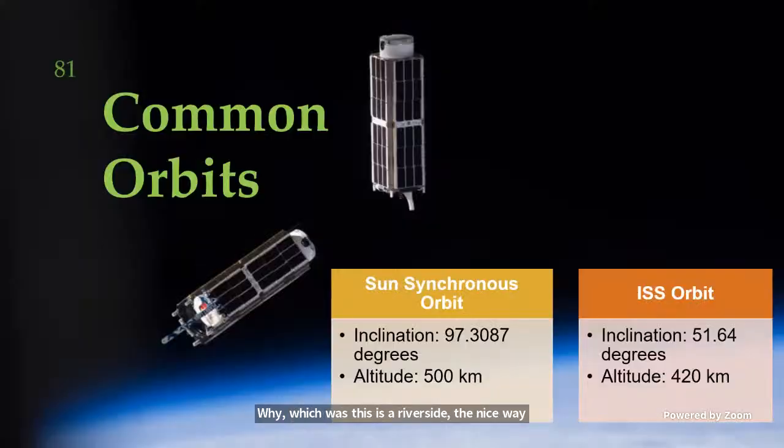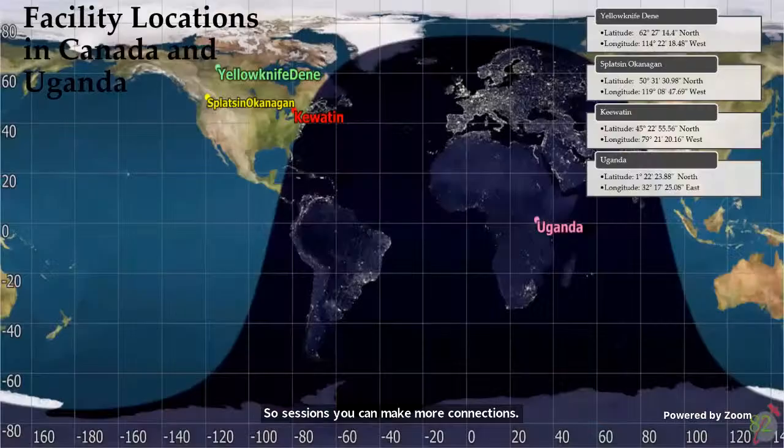Why we choose these orbits, why we didn't choose any orbits with high altitude, is because the launch cost will be high for higher altitude orbits. And the orbital period for these two orbits is low, so stations can make more connections to the satellite per day. In this slide, we see the four locations of our ground stations in Northern Canada and Uganda. Three ground stations are in Northern Canada and one ground station in Uganda, with the latitude and longitude for each one of them.